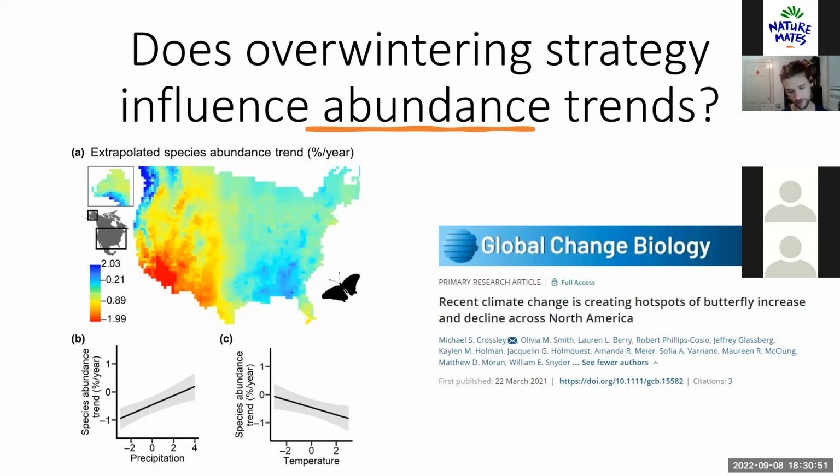This paper also found that none of the traits that they included in their study were really predictive about which species were the winners or losers of these changes in climate. However, they did not include overwintering stage as a predictor. So I did a reanalysis where I used their data, but for each species in their analyses of butterflies, I added in their trait of overwintering stage. And what did I find?